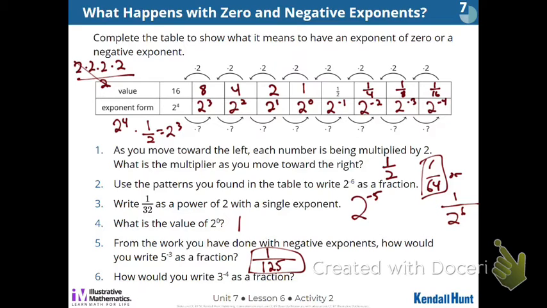Okay, so who can help me write 3 to the negative 4 as a fraction then? Maddie? 3 to the 4th is 81. The reciprocal of that is 1 over 81. So, big idea from all this, because we did this all with tens: did changing the base change the rule, or what the exponent does? No. Negative exponents are still reciprocal.